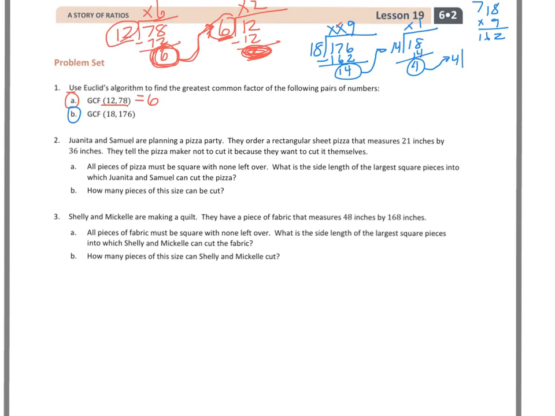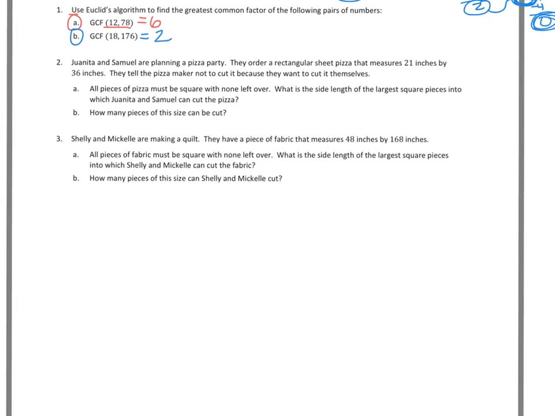So 4 here. My old divisor is 14. That goes in 3 times. That gets me 12. I'm left with 2, so I got to do one more. 2 on the outside, 4 on the inside, and that goes in 2 times. And now that I have 0, that's my greatest common factor, the divisor. So that's going to be 2. Interesting way of doing GCF, or greatest common factor.